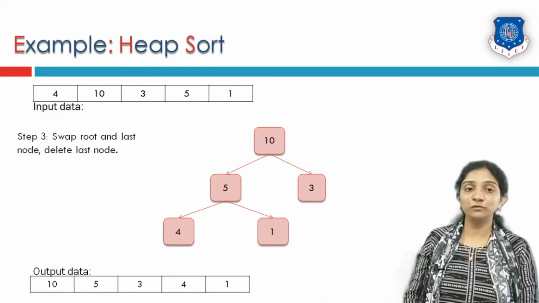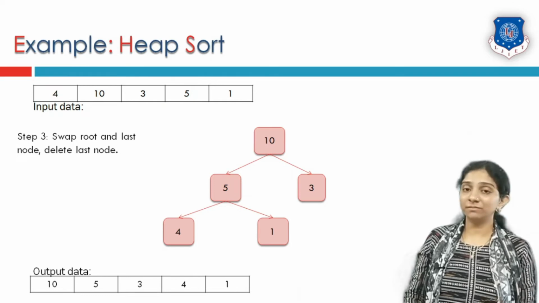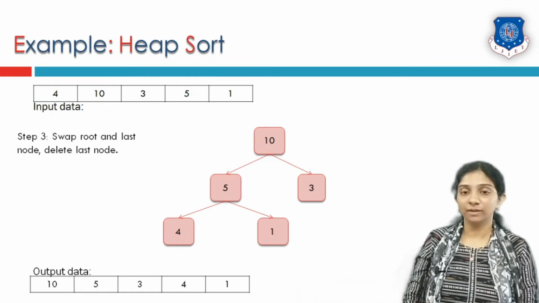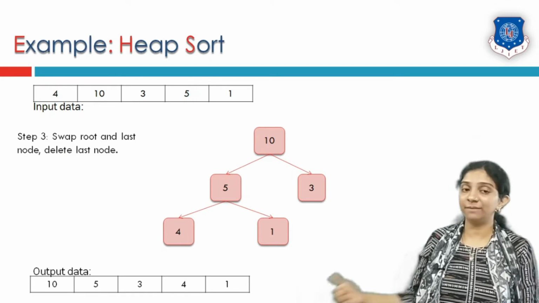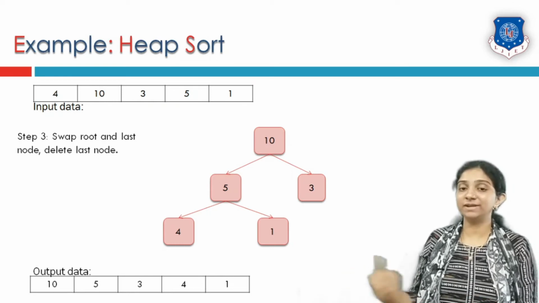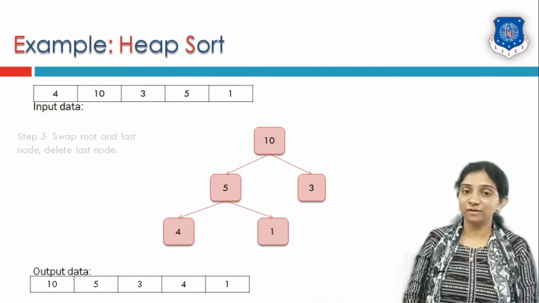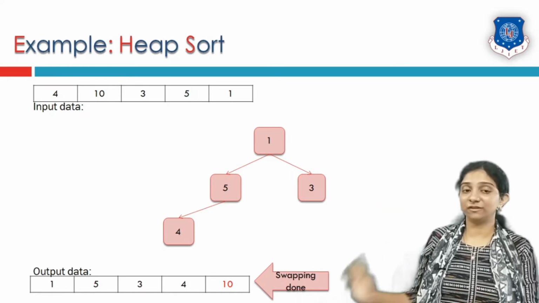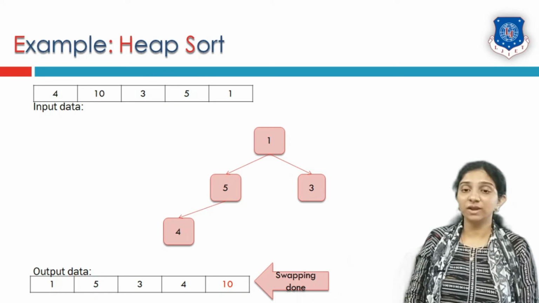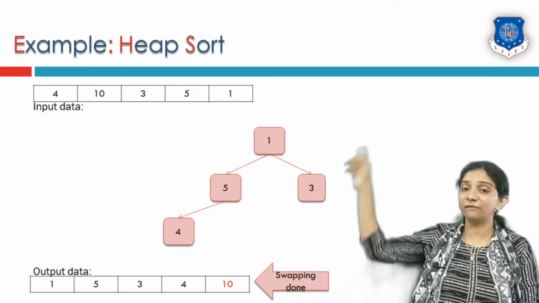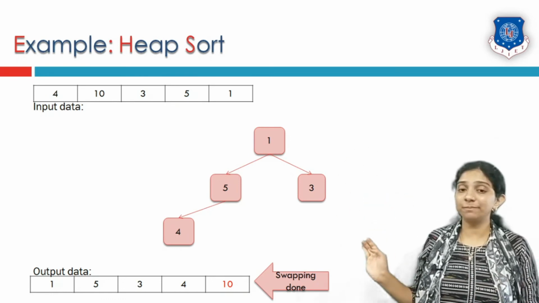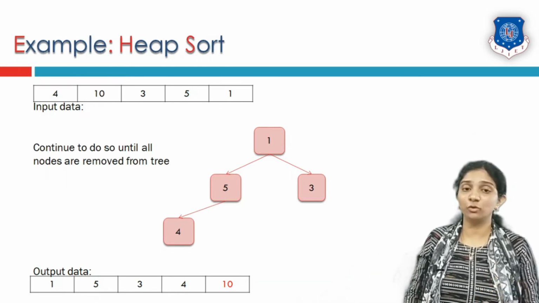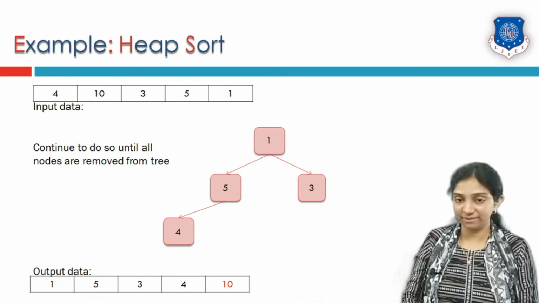Now let us move to step number 3. Step number 3 says you have to swap the root element with the last element. Now which one is the root element? The element at index 0, and the last element is at the last index. We have to swap them and delete them. So 10 and 1 will get swapped. Look at this array structure, and we have to delete it only from the tree, but it is still present inside the array. Now we will continue doing so until my tree becomes empty.